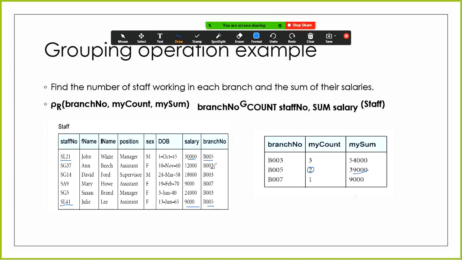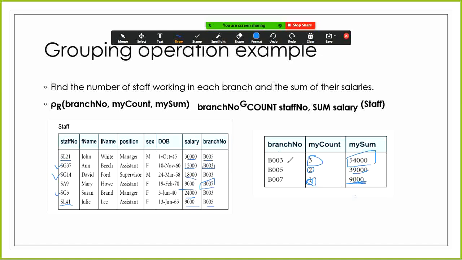Next we have another branch which is B003. We have this staff member that belongs to B003. This also belongs to B003, and this SG5 also belongs to B003. So when we count it, 1, 2, 3, we get this value 3, and then we find the sum of their salaries and we get this value 54,000. Same we have done with the B007 branch number. Here we have only one staff member, so we have written 1 and his salary is 9,000.